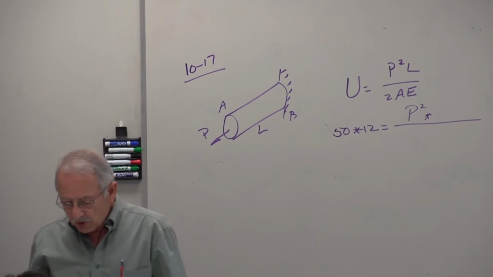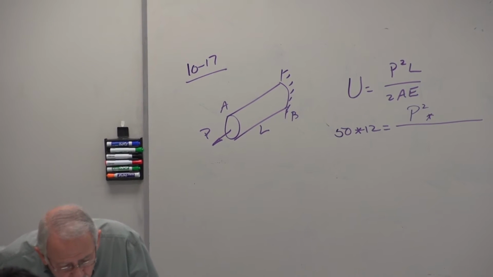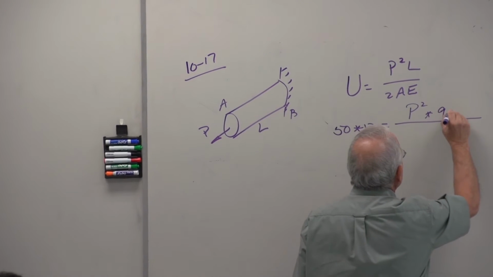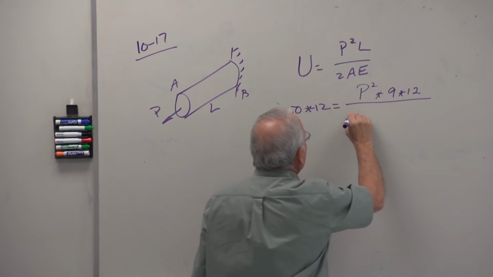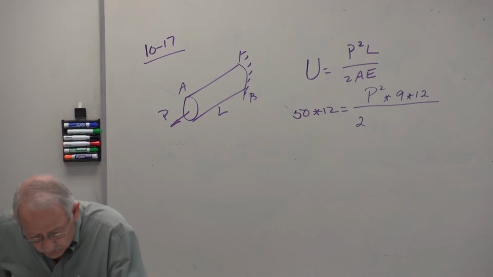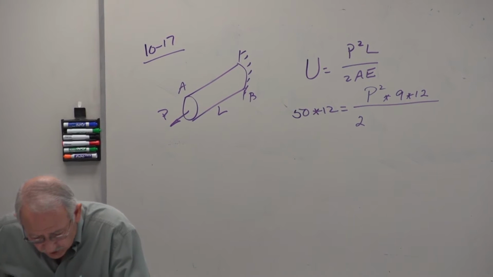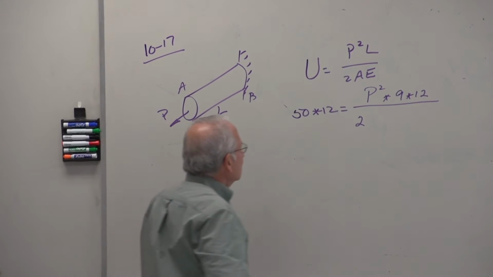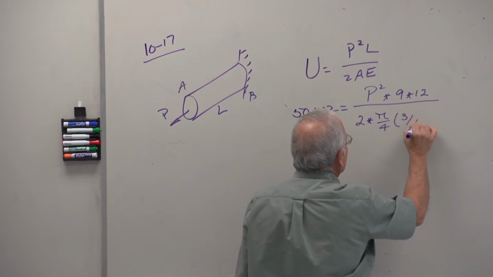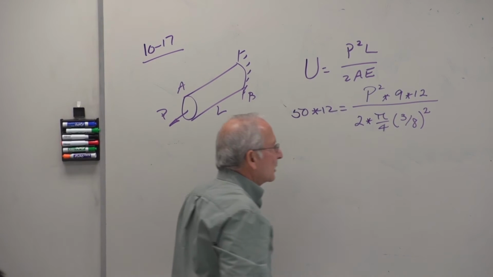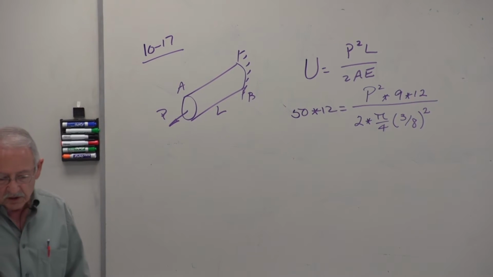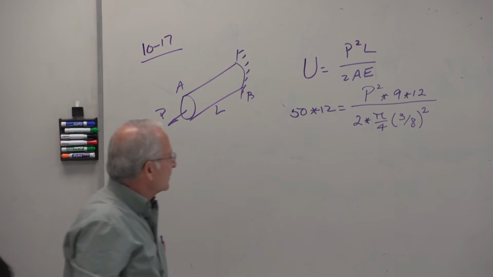The length of the beam is 9 feet. The cross-sectional area, say 3/8 of an inch diameter rod. So pi over 4, 3/8 squared. That's A. And E is given as 28 times 10 to the 6.